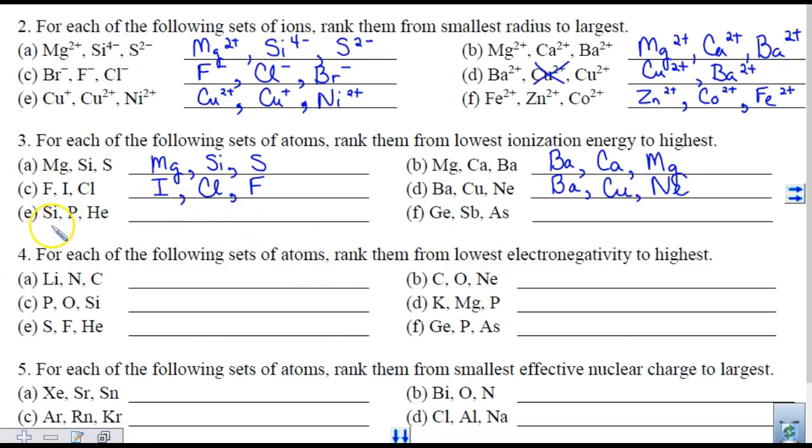In E, we are looking at silicon, phosphorus, and helium. Pause the video and see if you can put these in the correct order.